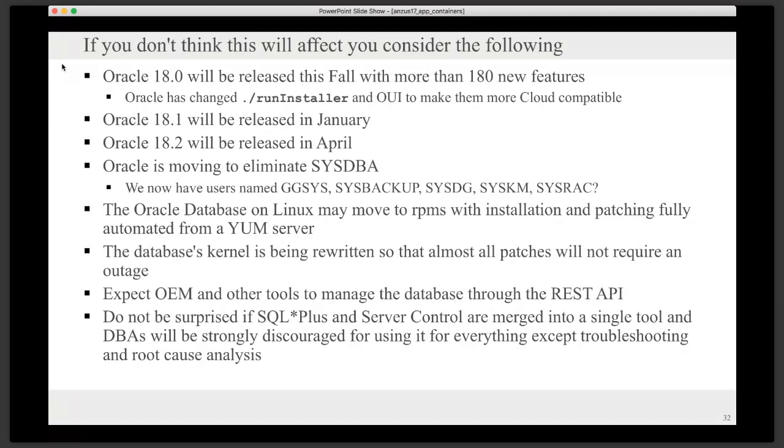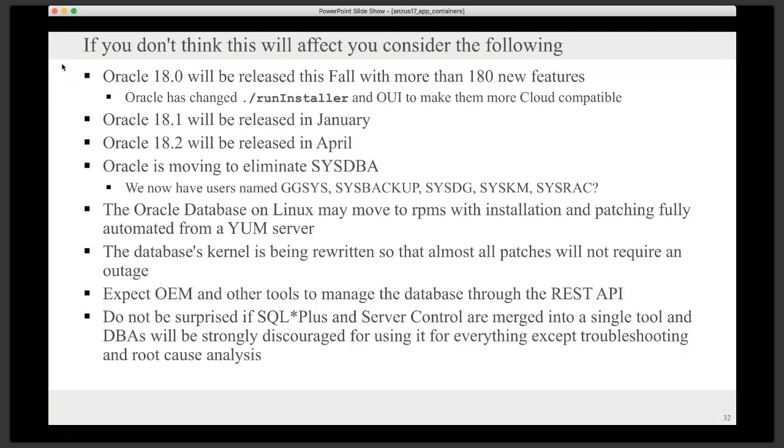It will then be released for the public as 18.1 in January, and you're probably used to quarterly releases, so expect 18.2 in April, 18.3 in July, 18.4 in October, and that's what you should see. Then come OpenWorld next year, you should see Oracle 19.0, then in January 19.1 and such. That's what we're being told we should be looking forward to.